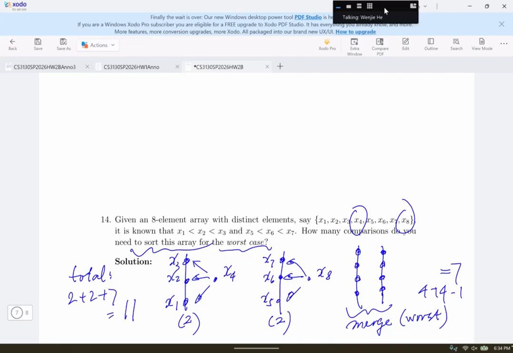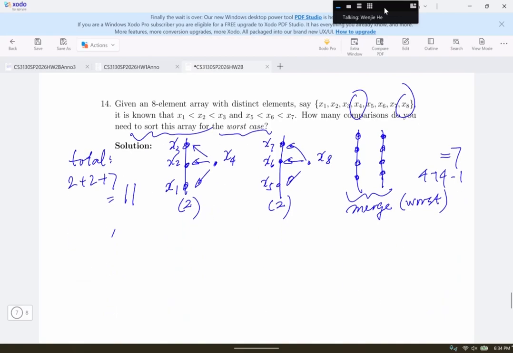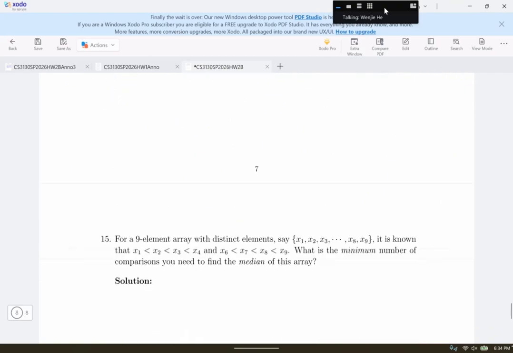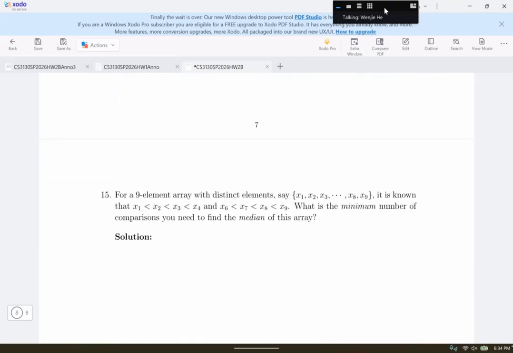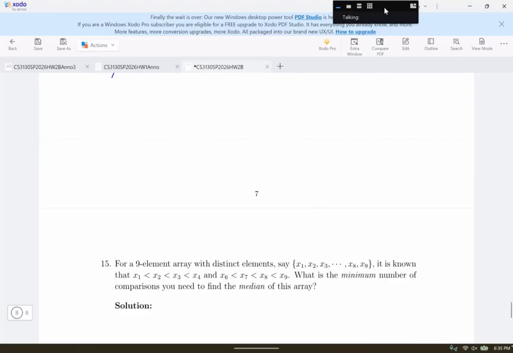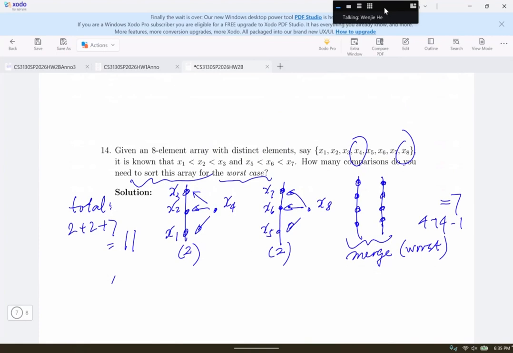So you can see how frequently we use these two results: one binary insertion, one partial merge. The last one is also similar. Last one, find a median, but slightly different. Let me explain the last one.